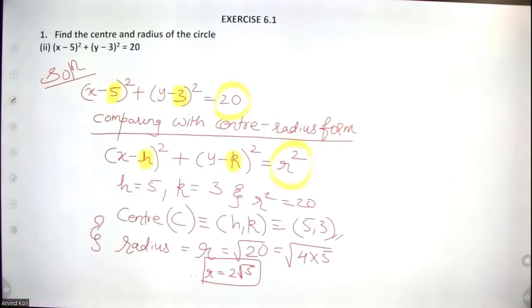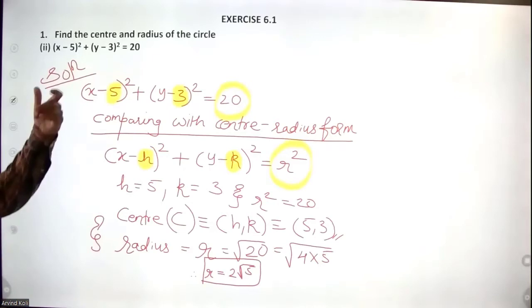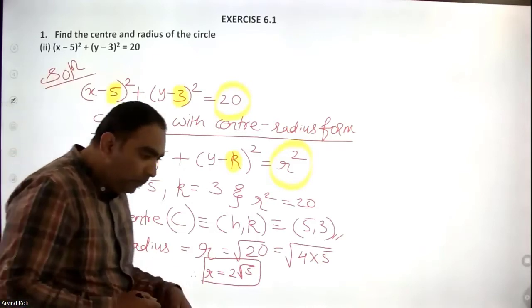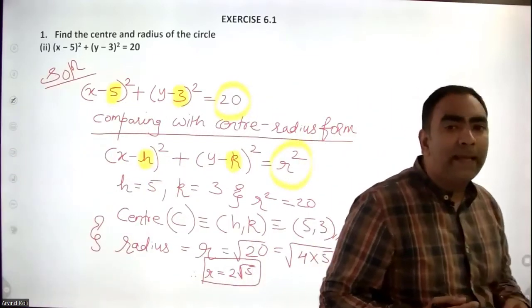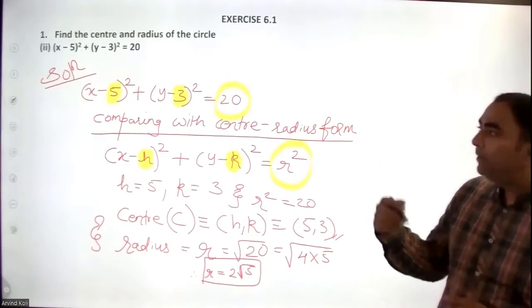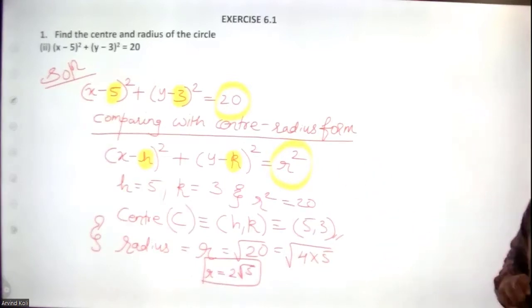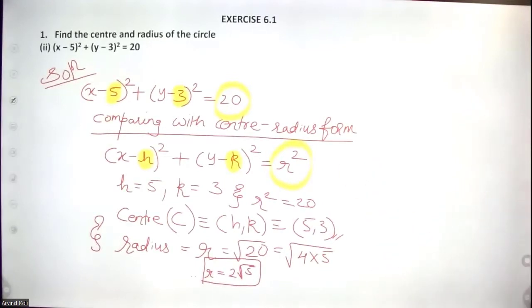Is this clear to all of us? This was finding the center and the radius of the circle when the equation is given. Now, पहला वाला जो फॉर्म था हमने देखा, it was in standard form. ये वाला जो है, it was in center radius form. Let us have a look at our next sum.